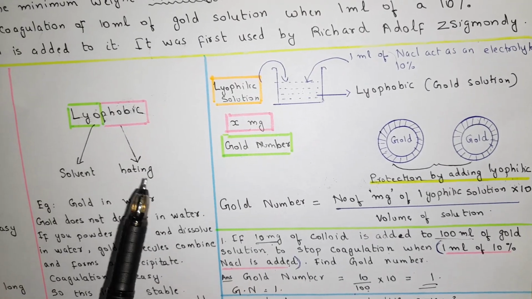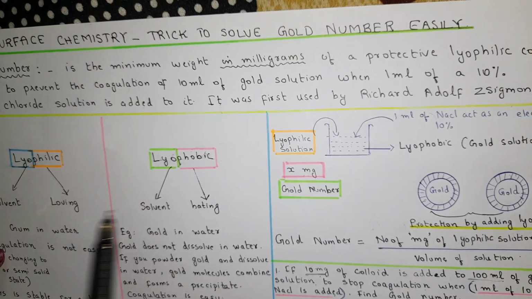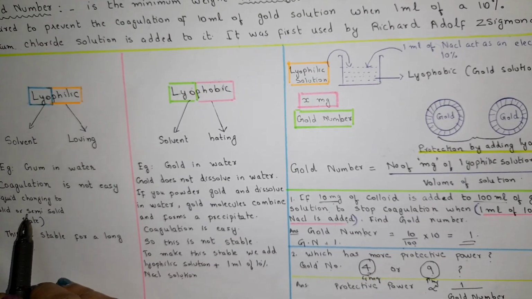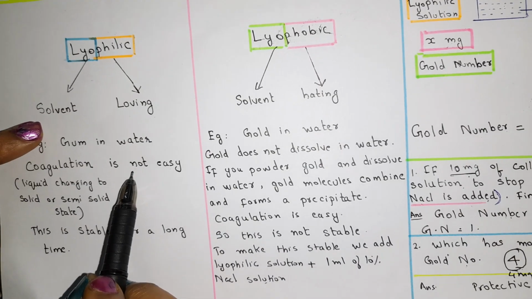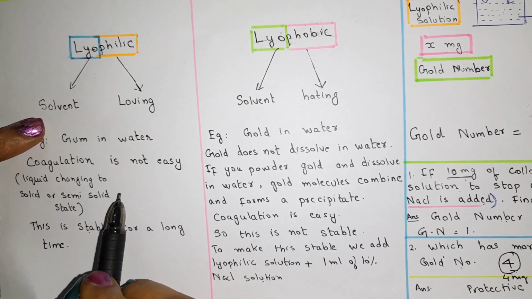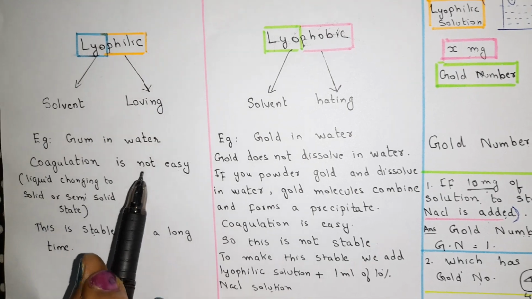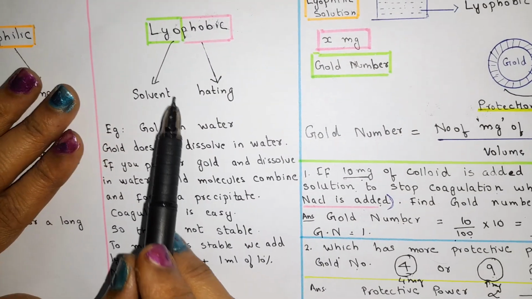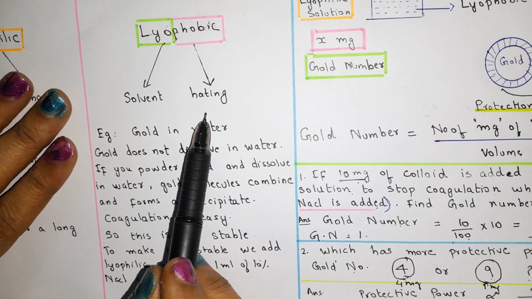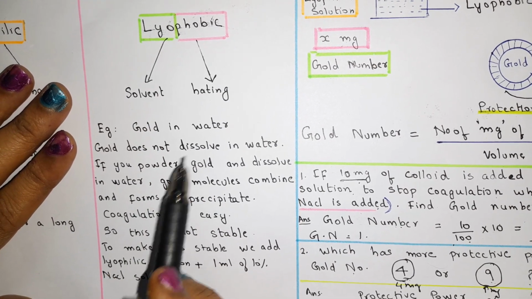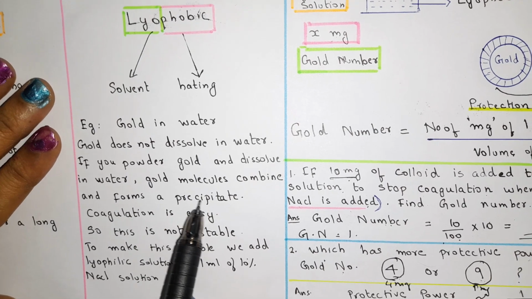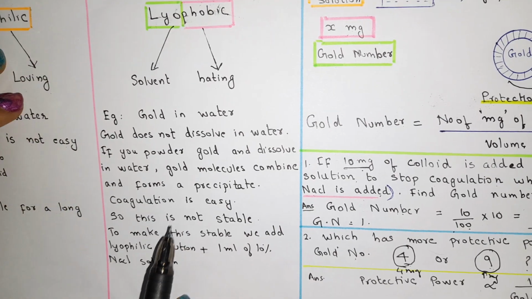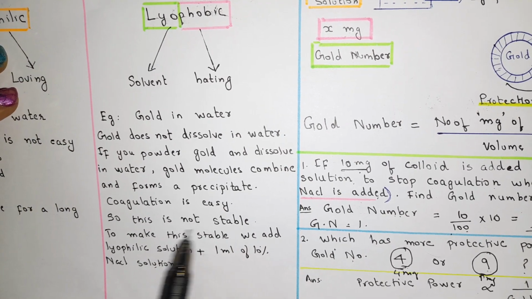So once again I will refresh you with what is meant by gold number. Lyophilic is solvent loving and lyophobic is solvent hating. In lyophilic solution, coagulation is not easy because they are very stable. The molecules don't combine together in lyophilic, rather they dissolve in the solution. Whereas in lyophobic, because they are solvent hating, when you try to dissolve them, they don't dissolve, but they form a sort of precipitate when the molecules try to come close together and combine with each other. So here coagulation is very easy and it is not stable.